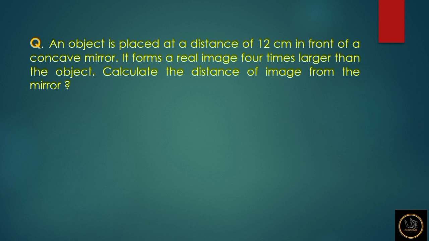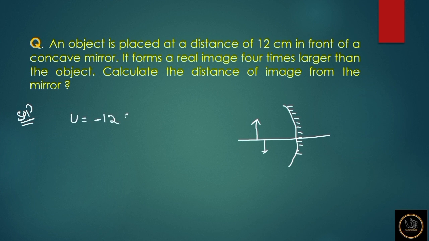An object is placed at a distance of 12 cm in front of a concave mirror. It forms a real image 4 times larger than the object. Calculate the distance of image from the mirror. Again, it is based on magnification. For your practice, so write down which mirror? Again concave mirror. So object will be here, and also image will form this side only. So here U is equal to minus 12 centimeter.